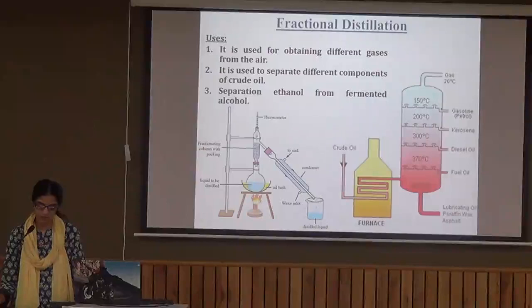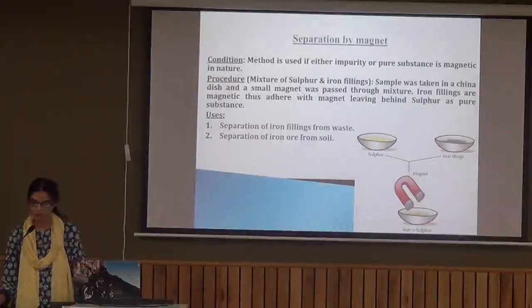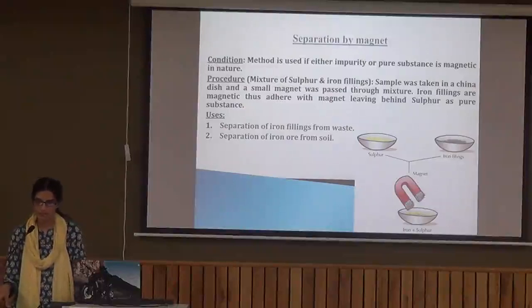Here you can see the fractionating column being added, which is hindering the vapors from reaching the condenser fast. Then we have magnetic separation, which separates mixtures in which one of the components is iron, which is magnetic in nature. So we can separate by this method a mixture of iron and sulfur. Iron will cling to the magnet which is passed through the mixture, and the sulfur particles will be left behind. So for this technique, the essential requirement is that one of the components should be iron.